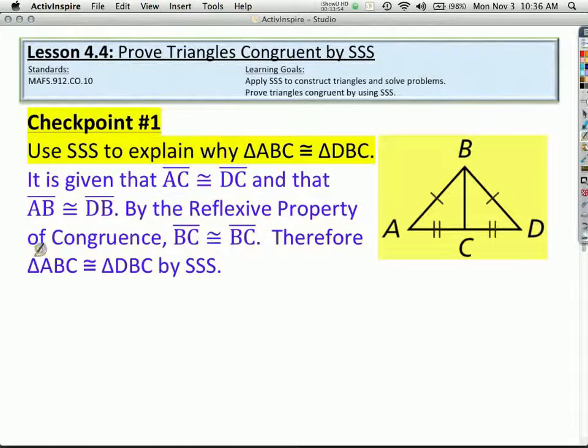Cannot get much better. In fact, I would probably rewrite mine to match his a little bit better. So it's given that segment AC is congruent to DC, and it's given that segment AB is congruent to DB by the reflexive property. And notice that he said that by the reflexive property, segment BC is congruent to itself. Therefore, by side, side, side, triangle ABC must be congruent to triangle DBC.